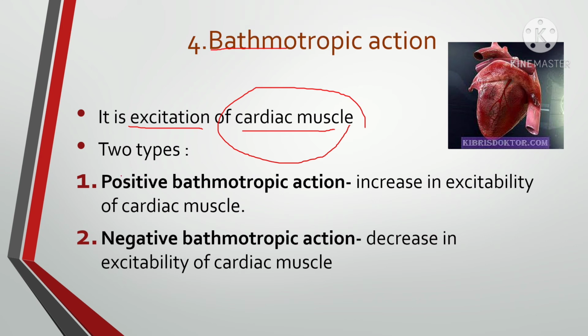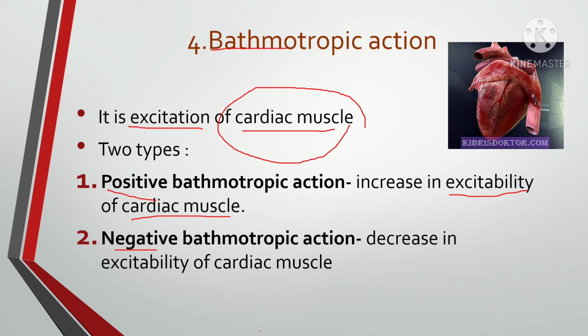It also consists of two types, positive and negative. Positive always increases, negative will decrease. What will it increase? This will increase the excitability of the cardiac muscles, meaning the stimulation of the cardiac muscle will increase. If the stimulation increases, it means the impulse will increase. Which impulse? Which we studied in the previous one. Then the negative states that there is a decrease in the excitation of the cardiac muscles. So this is also easy.